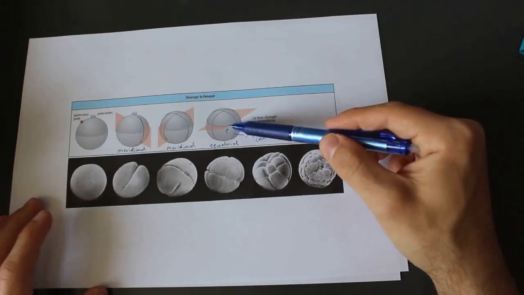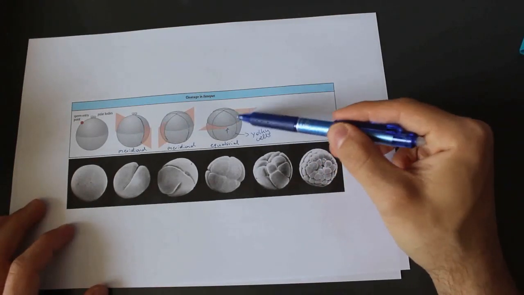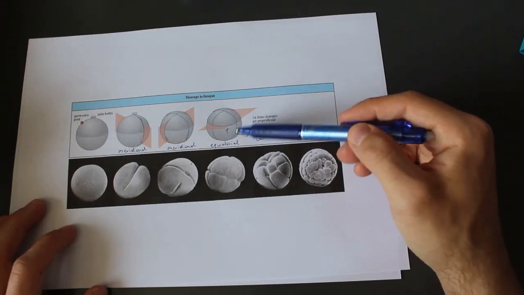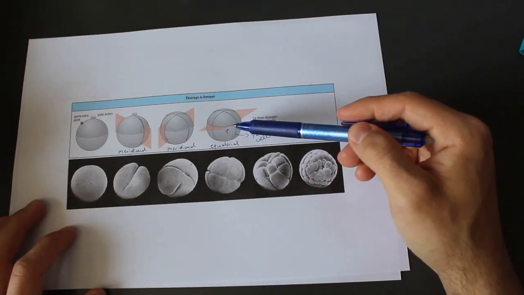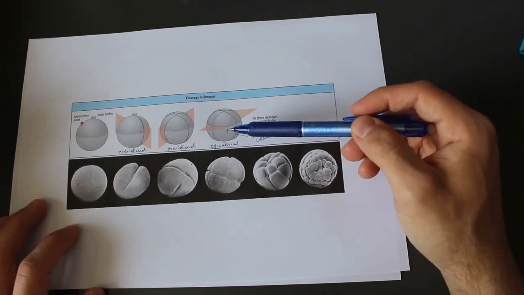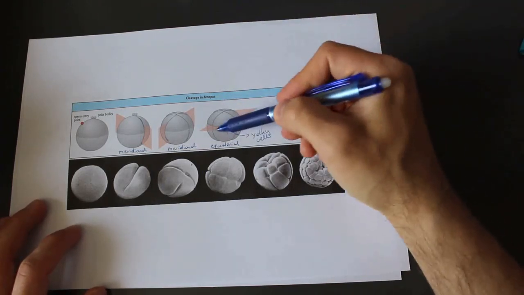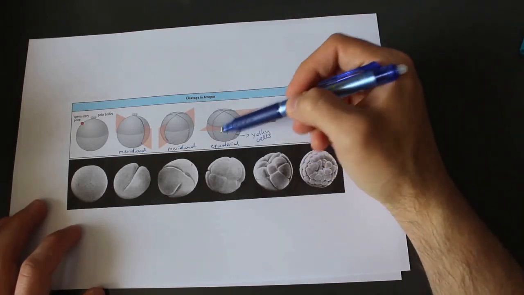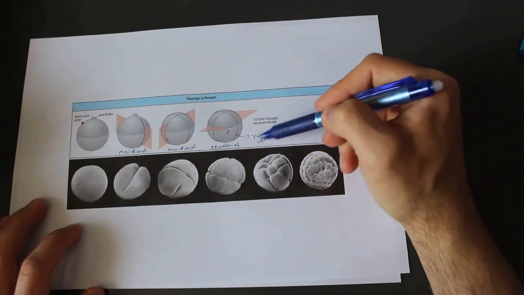Where you can also see that pretty well is if you look at other organisms like zebrafish or chicken. If you look at these organisms, you will see that the embryos don't have any cleavage here. That's because they have way more yolk than these cells have.